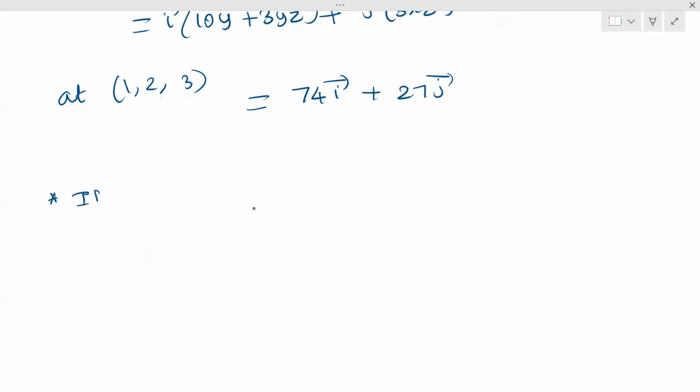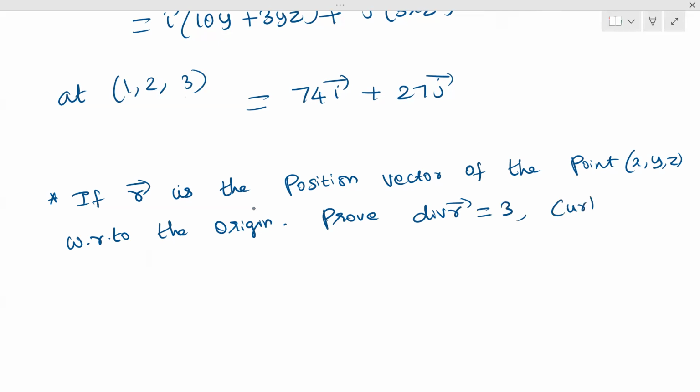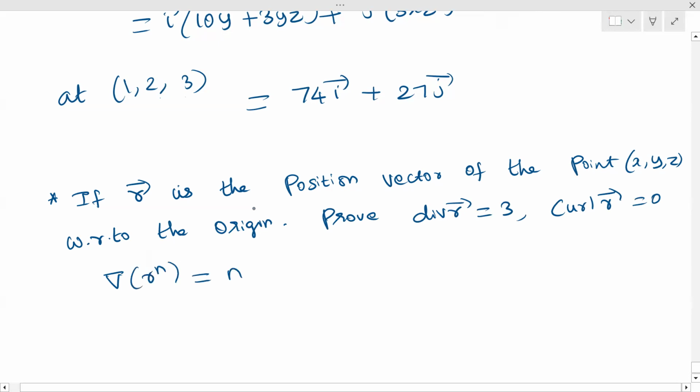So next problem: if r vector is the position vector of the point xyz with respect to the origin, prove divergence of r vector is 3, curl r equal to 0, del of r power n is equal to n into r power n minus 2 into r vector.